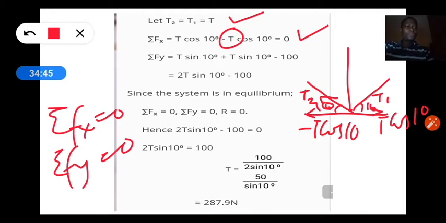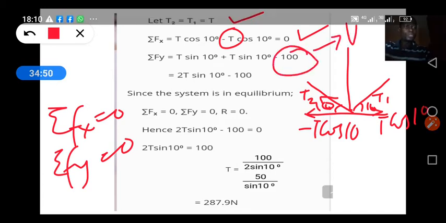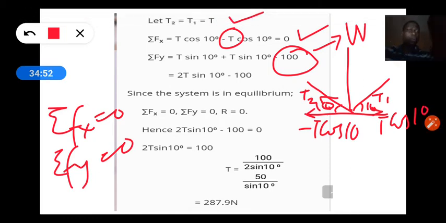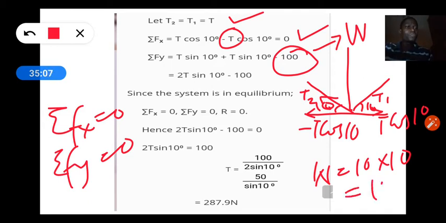So if I have those forces, remember this is W. Remember the W is 100. We got 100 before. Do you remember why we multiplied 10 times 10? Because the mass of that object is given as 10 kg. So we have 100 newtons. Because this is a downward force for W, that's why we have a minus 100 there.